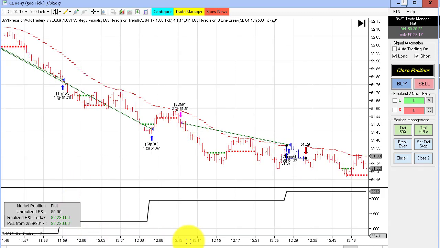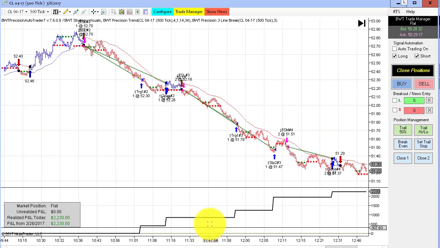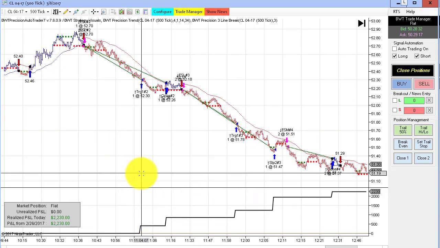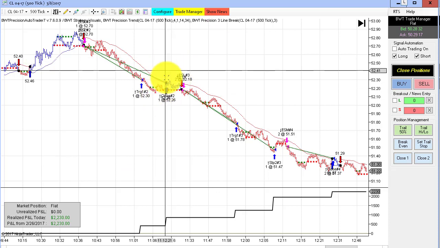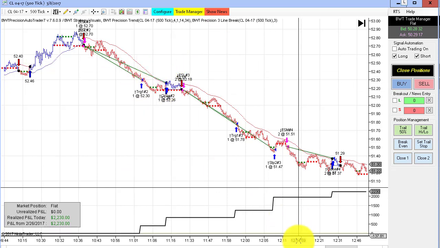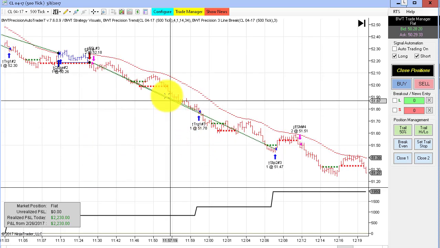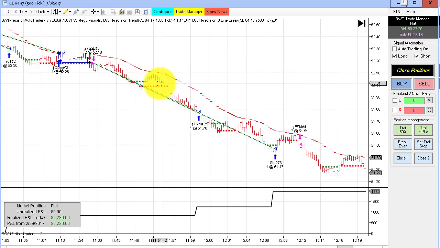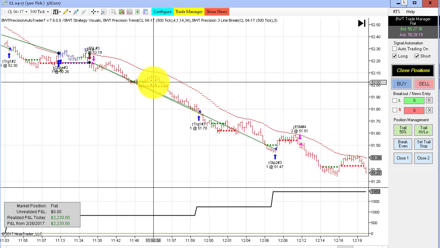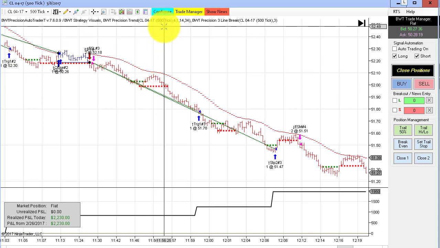So quite a spectacular performance on this crude oil 500 tick chart, and an excellent demonstration of the very unique BWT line break algorithm and how that can filter out trades and stay in the direction of the trend.